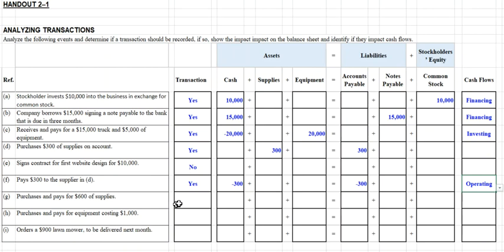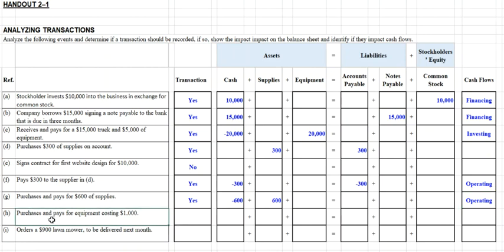G, we purchased and pay for $600 of supplies. Yes, this is a transaction. We received $600 of supplies, and we paid cash right now. So again, notice this time we have an operating cash flow when we receive the supplies because we've actually paid cash at this point in time.